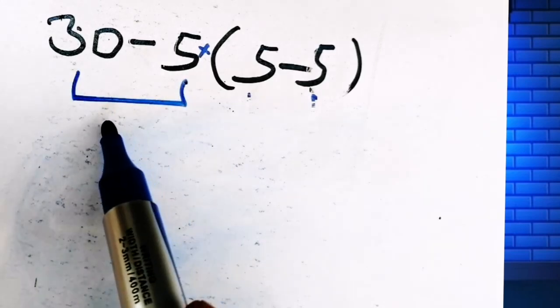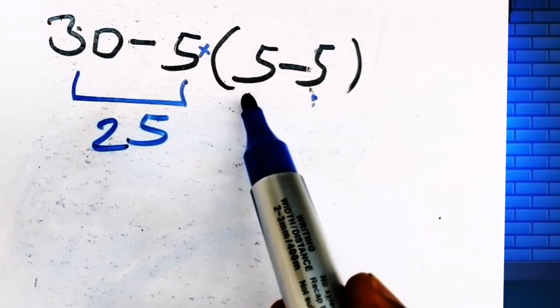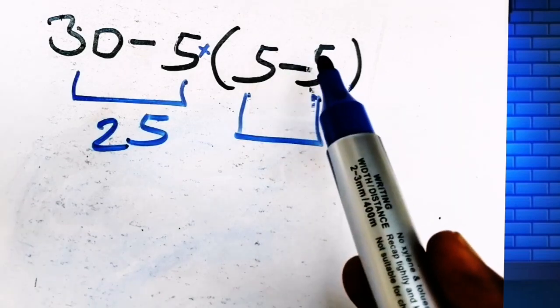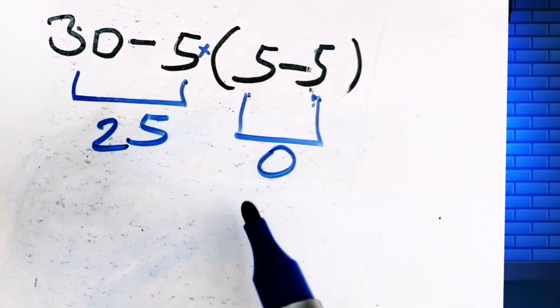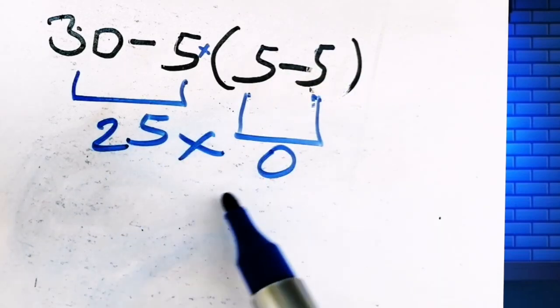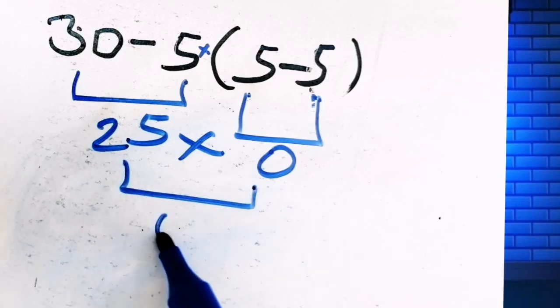13 minus 5, which equals 25. And 5 minus 5, sorry, which equals 0, okay? Then 25 times 0, which equals 0.